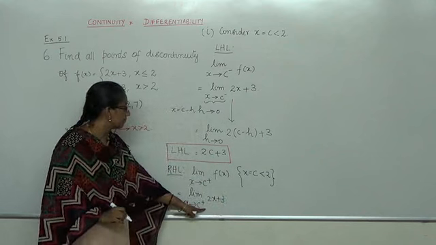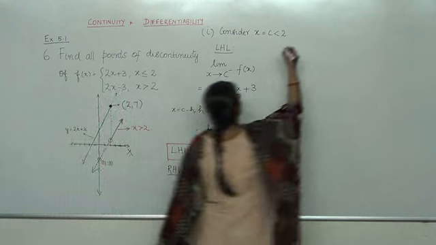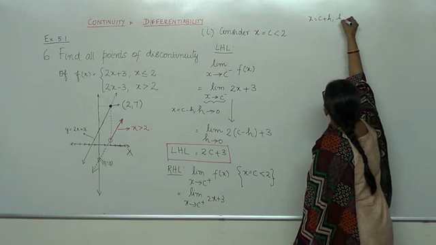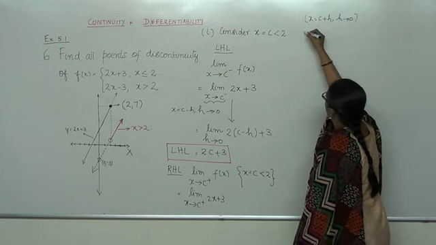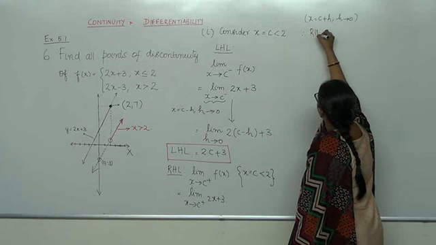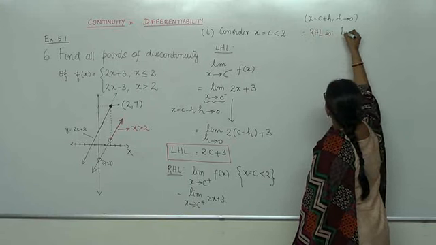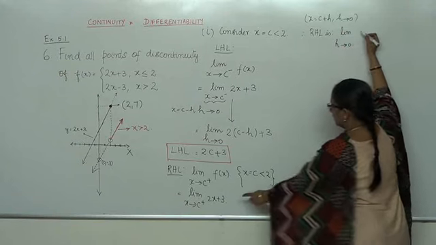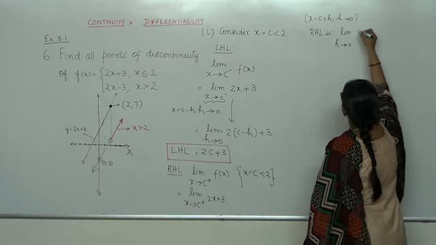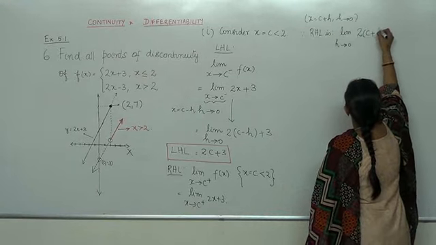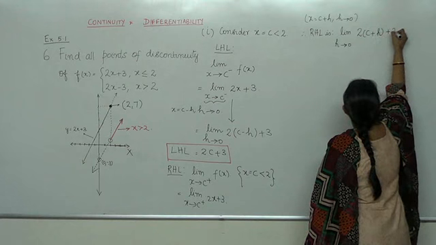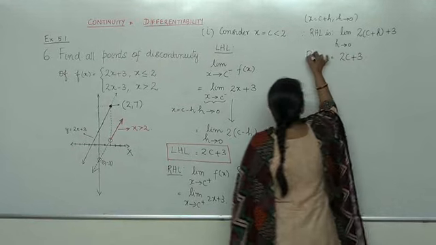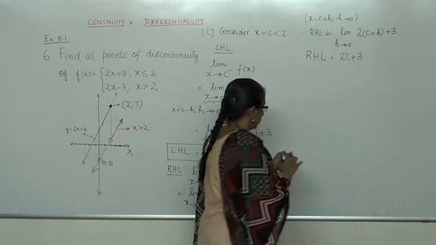So what does this c plus mean? C plus means x is equal to c plus h as h tends to 0. Therefore the RHL is now limit h tends to 0. In place of x, we will now be putting c plus h. So 2 into c plus h plus 3. So this is equal to 2c plus 3. Therefore, the right hand limit is equal to 2c plus 3.